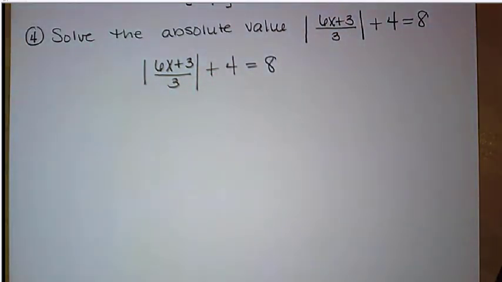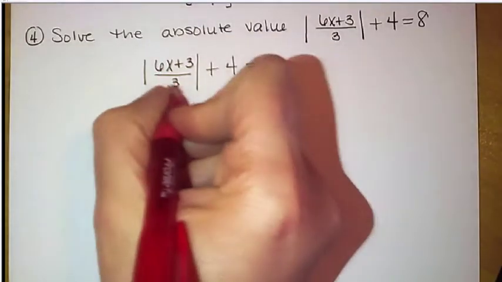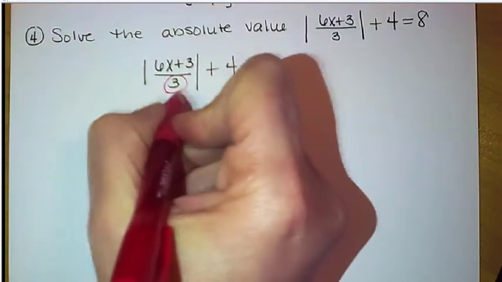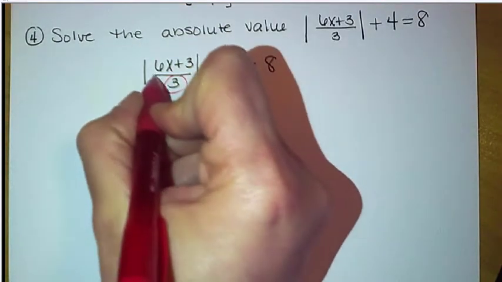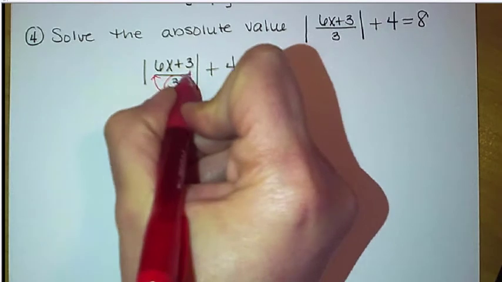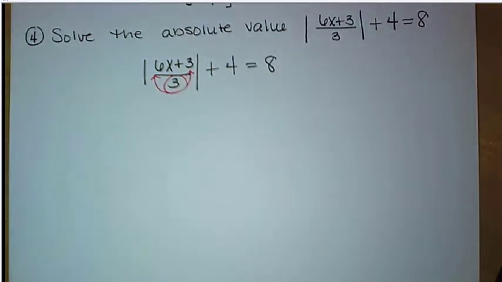But one of the really good things about this particular problem, and any type of problem that you're going to see in your homework, is you'll notice that this 3 inside my absolute value actually divides into both the 6x and the 3. And this only works because it divides into both of these numbers. If it didn't, we couldn't do what we're about to do.